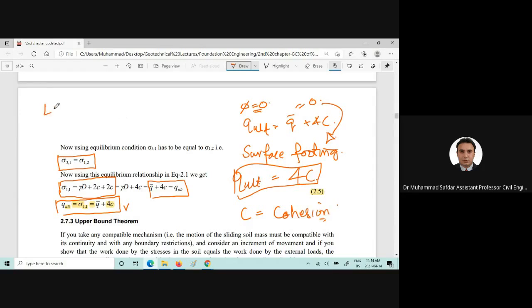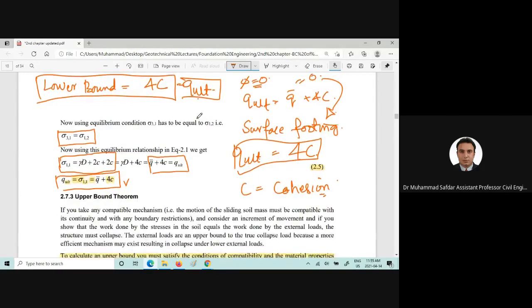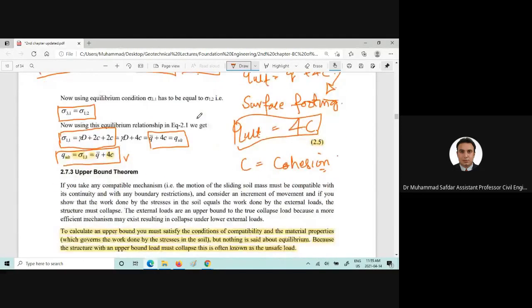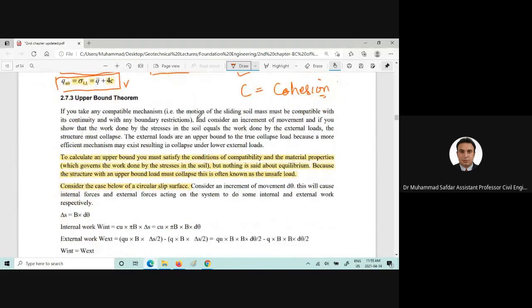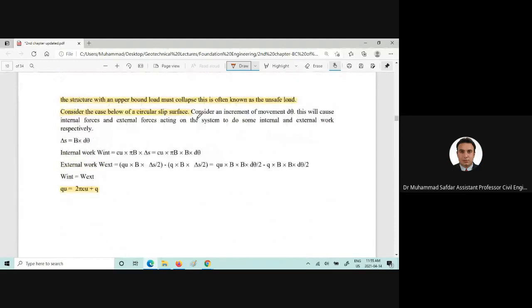Now, the lower bound gives us a solution that 4c will be equal to the q ultimate, or the ultimate bearing capacity of that soil, for phi equal to 0. Now, similarly, we can also derive an equation based upon, yes, please.